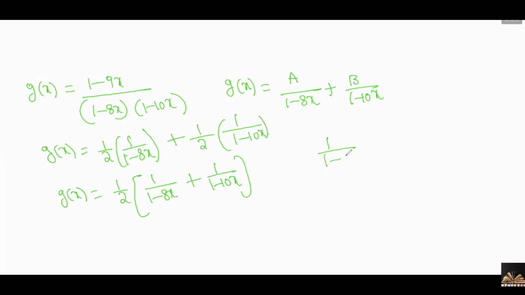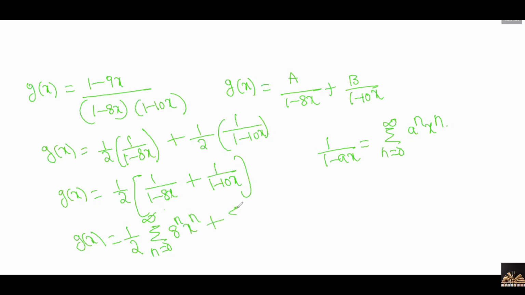Now 1 by 1 minus ax equal to what? Summation of n is equal to 0 to infinity a power n x power n. In that form you write. G of x is equal to 1 by 2 into 1 by 1 minus 8x can be written as summation of n is equal to 0 to infinity. Your a value is 8. So it can be written as 8 power n into x power n, plus here the value of a equal to 10. So it can be written as 10 power n into x power n. Right?